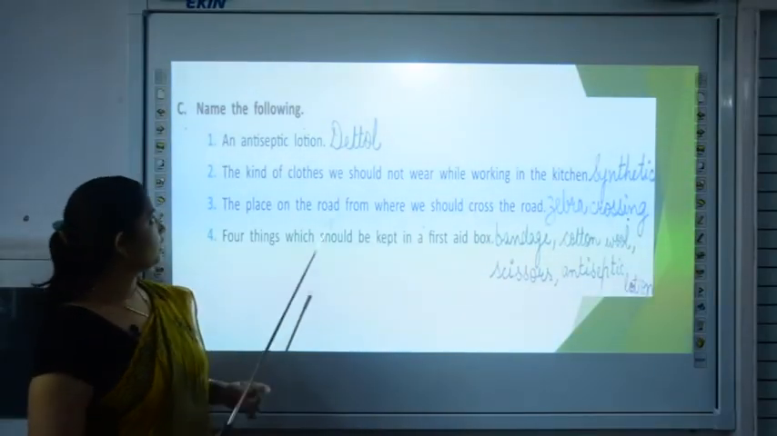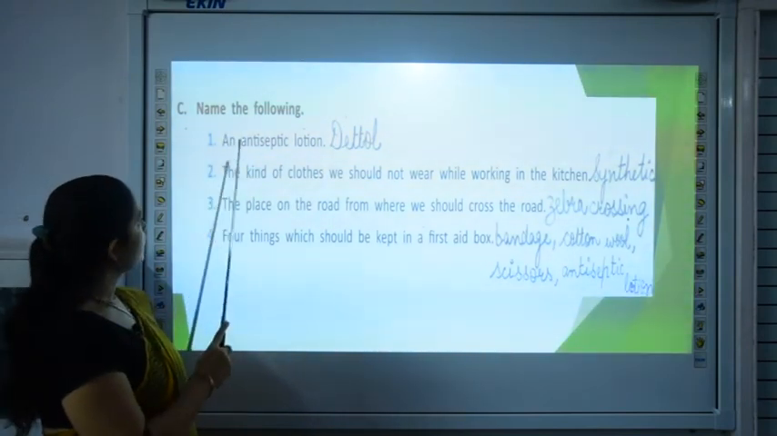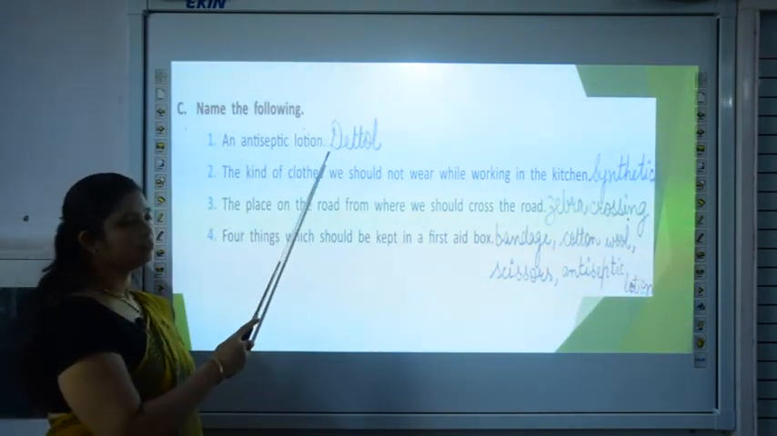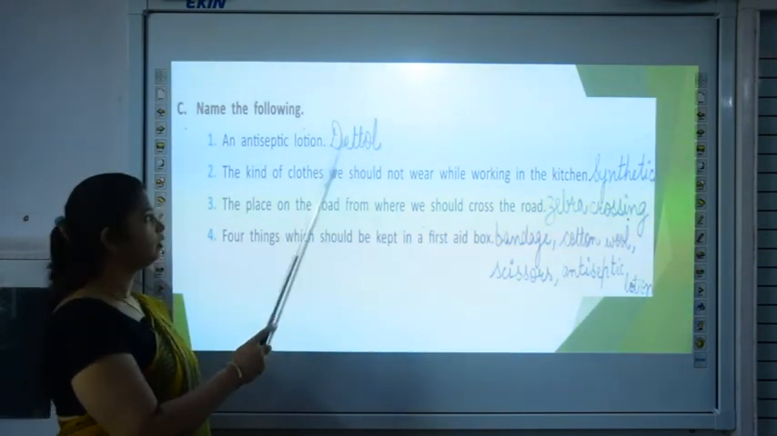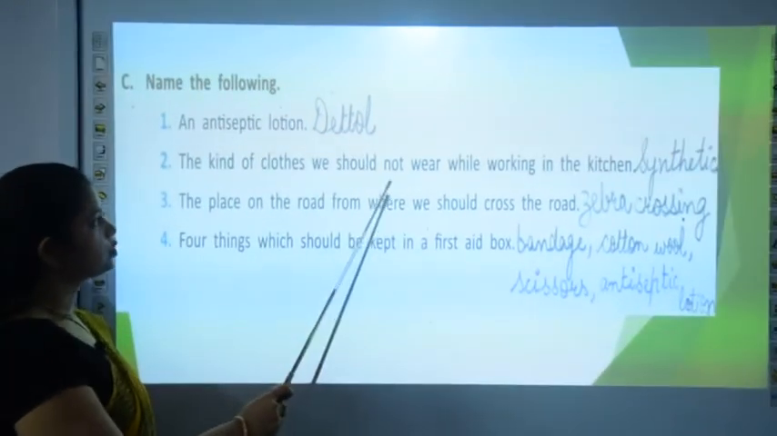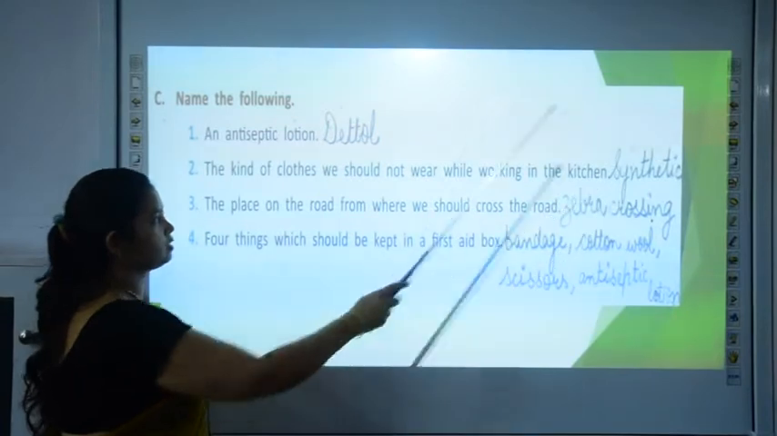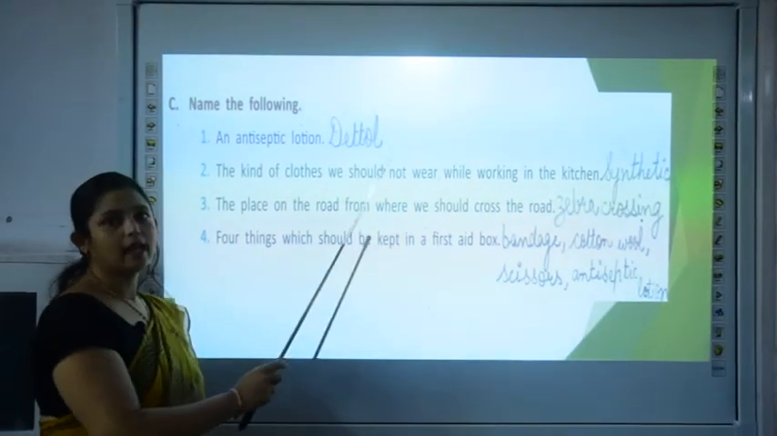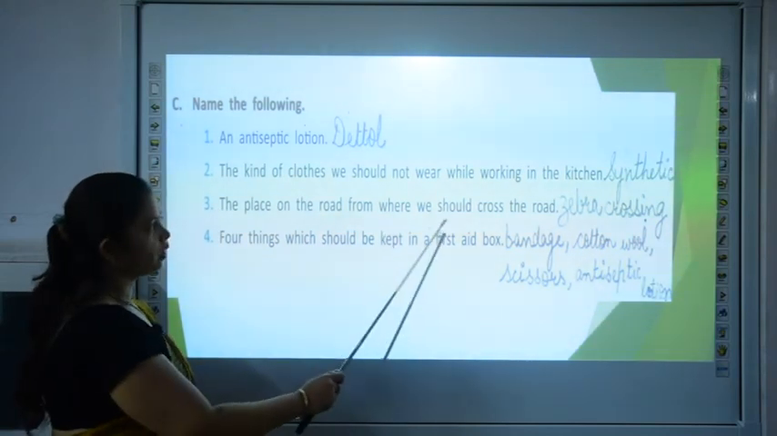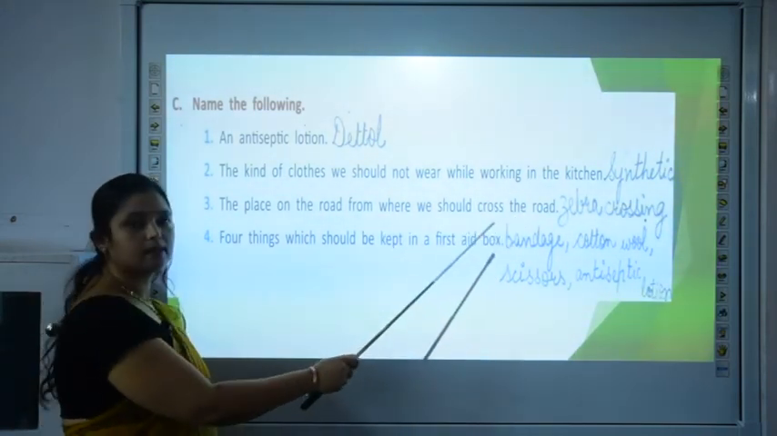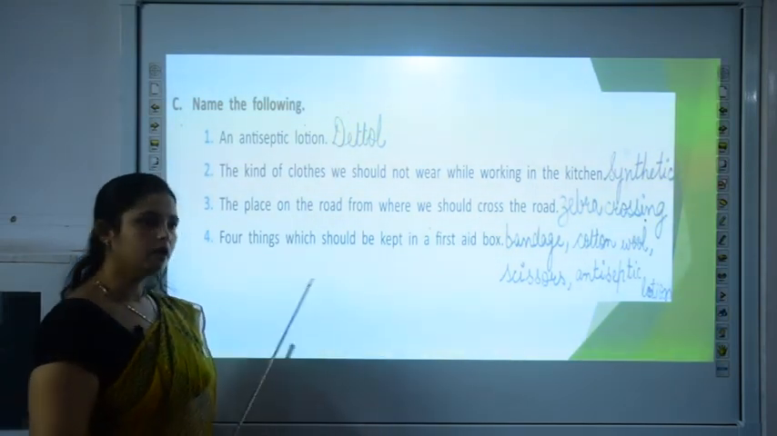So students, now let's come to the next exercise. Name the following. First, an antiseptic lotion. So we have to write the name of any antiseptic lotion. You can write Dettol, Savlon. Then the kind of clothes we should not wear while working in the kitchen. So the answer is synthetic, because synthetic clothes catch fire easily. Then the place on the road from where we should cross the road. So the answer is zebra crossing. We should always cross the road from the zebra crossing.